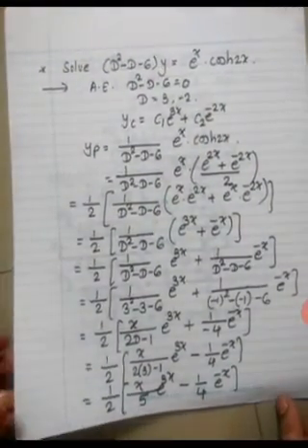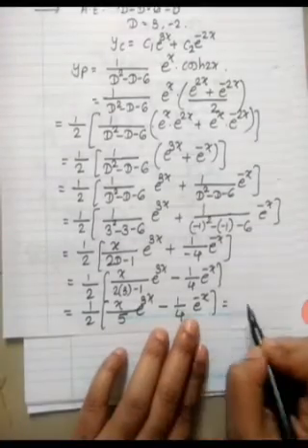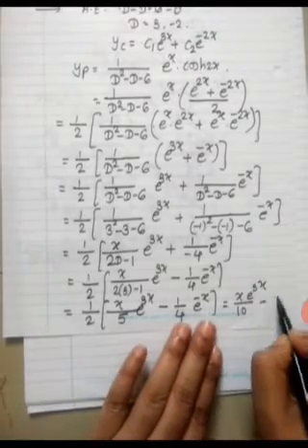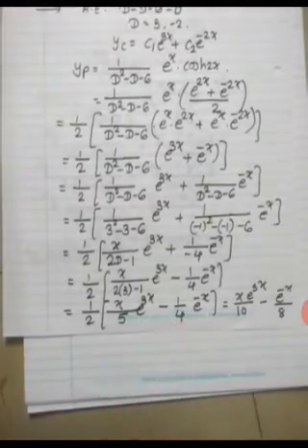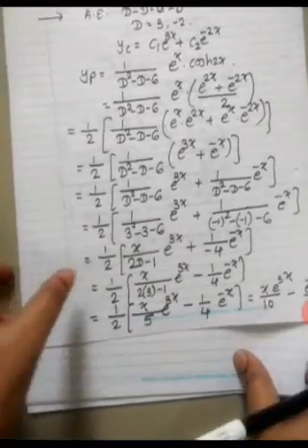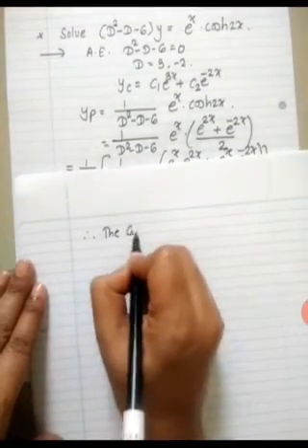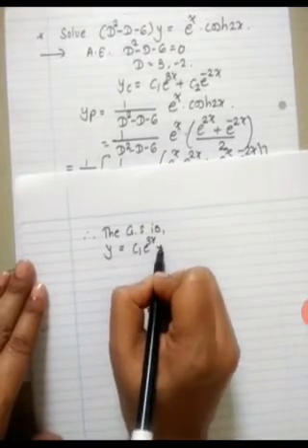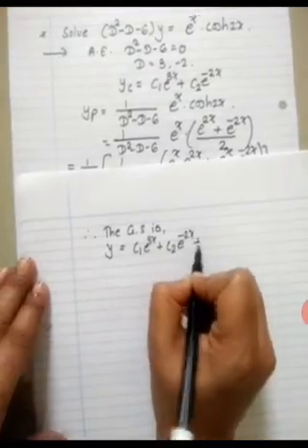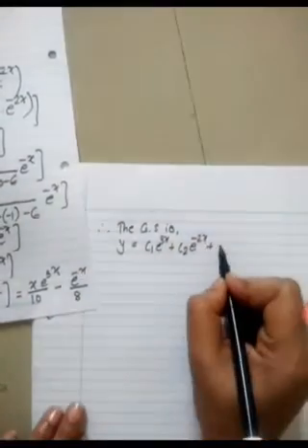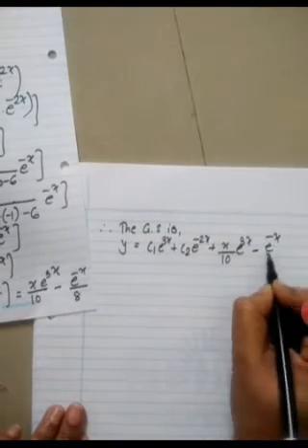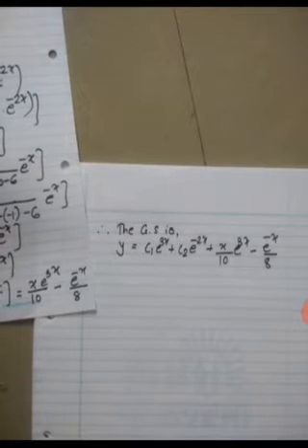Or simply we can multiply by that 2 inside: x by 10 e raised to 3x minus e raised to minus x by 8. Okay, therefore the general solution is, you must write this final, y is c1 e raised to 3x plus c2 e raised to minus 2x plus yp, x by 10 e raised to 3x minus e raised to minus x upon 8. The answer.